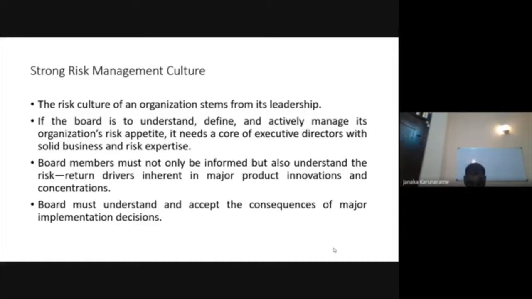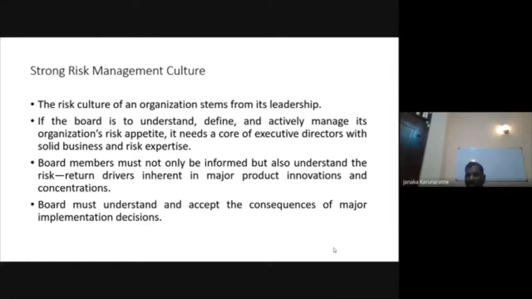Okay. So now let's look at the necessity to restore risk management culture within the entity. Now, the important thing is, if you look at the risk culture of an organization, it stems from leadership. The leadership, the board and the chairman, the board and the top management, should take the lead in bringing a risk culture to the organization. If the board is to understand, define, and actively manage its organization's risk appetite, it needs a core of executive directors with solid business and risk expertise.